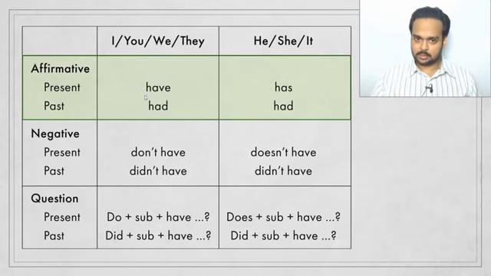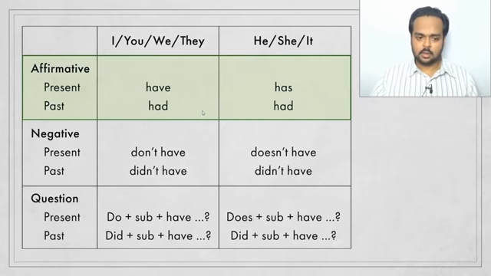So what we see here is if the subject of a sentence is I, you, we, they, or any plural noun, then we use have as the verb. If the subject is he, she, it, or any singular noun, then we use has. Now, this is in the present. If we're talking only about the past, it's very easy. As you can see here, we use had for all subjects.